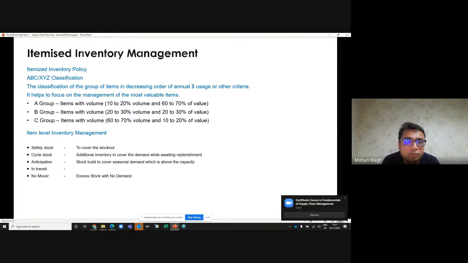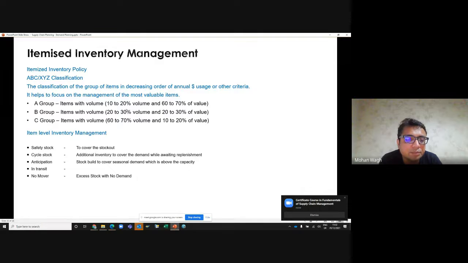Now I have gone into a bit of detail rather than going into aggregate inventory management. I took the topic of itemized inventory management because this is kind of an interesting one to understand, and it helps to understand how we should be managing. So generally, inventory is classified. Many industries are using ABC classification, which is how it is defined.